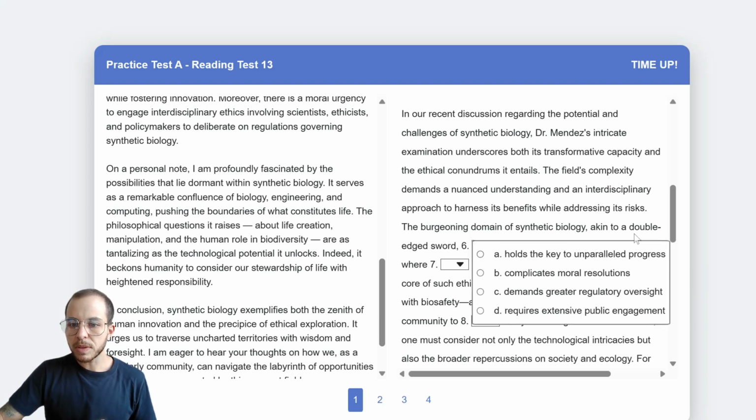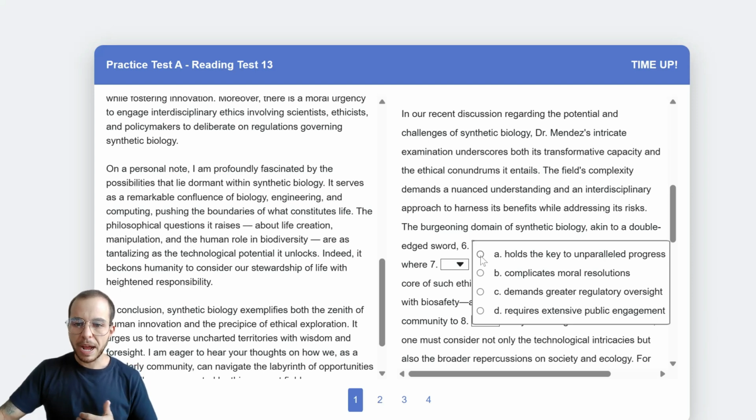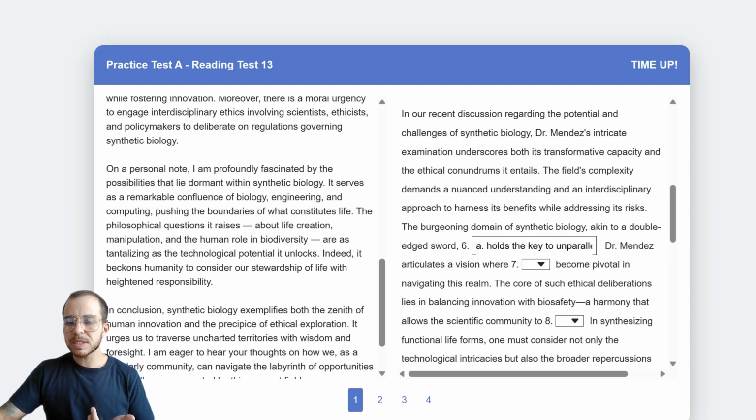Domain of the synthetic biology akin to the double-edged sword. Akin to the double-edged sword means that it has a positive and a negative. So something that is similar to the positive and the negative, I think it's the fact that it holds unparalleled progress. Because it has progress, but also it has drawbacks. And let's see if it fits with the next part. Holds the key to the unparalleled progress.